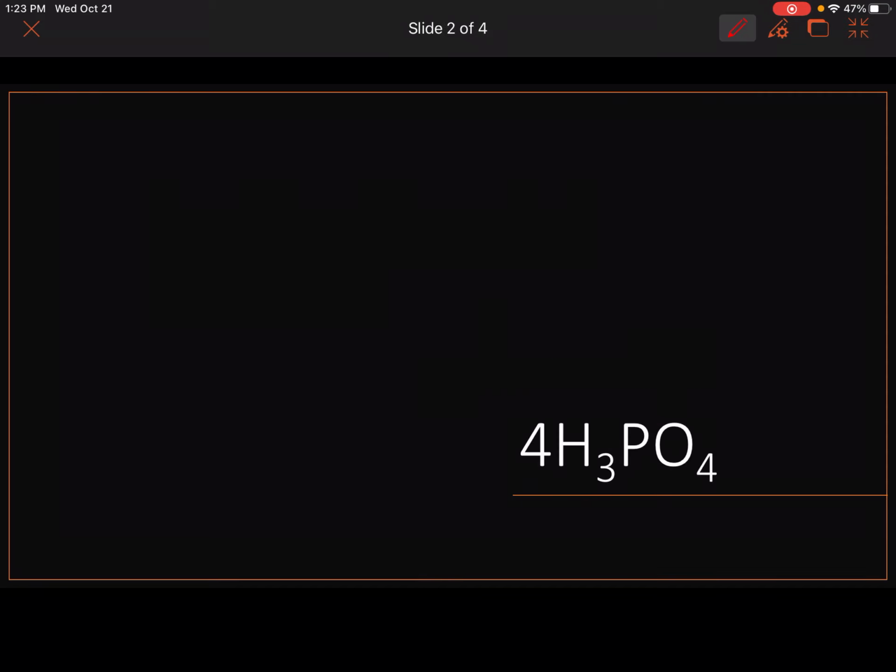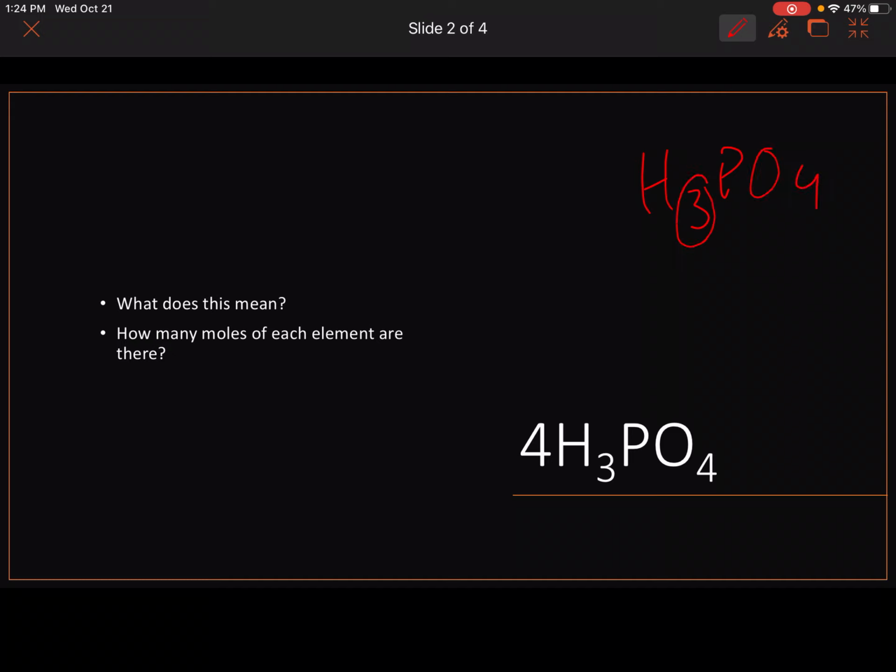Okay, so basically, what does this mean? So you've got 4H3PO4. So this is hydrogen phosphate here. So what does this mean? How many moles of each element are in here? Prior to this, we have talked about looking just at H3PO4. So if we just look at this, we've got 3 moles of hydrogen, 1 mole of phosphorus, and 4 moles of oxygen, right? So we talked about that when we were talking about the mole ratio concept.